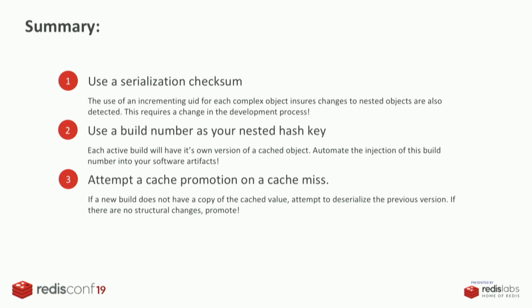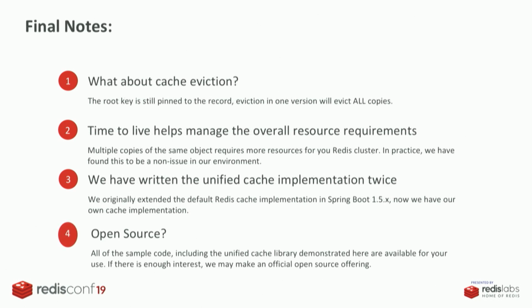Use your build number as your nested hash key. Again, we tried all kinds of different mechanisms like using GUIDs and stuff like that, but when you have a cluster of n number of boxes, the most consistent thing we had was our build number, so we ended up doing that. And then finally, if you get a cache miss, go out and grab the previous version's copy and see if you can use it, because 90% of the time it's totally doable. So we actually ended up adding metrics around this to see exactly how often we were getting promotions and gets and whatnot.